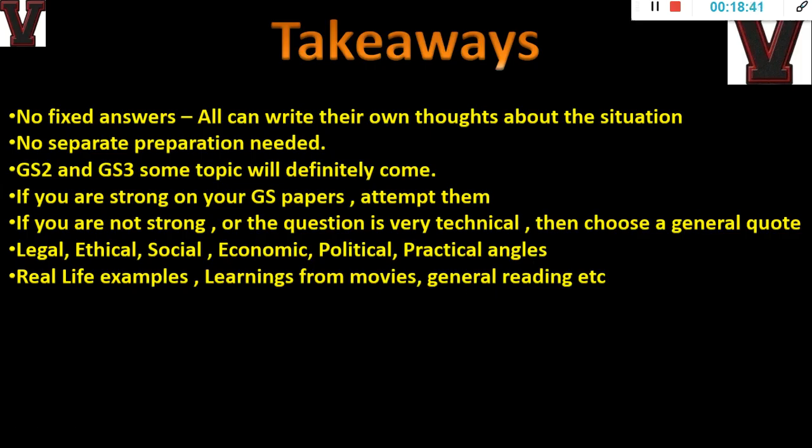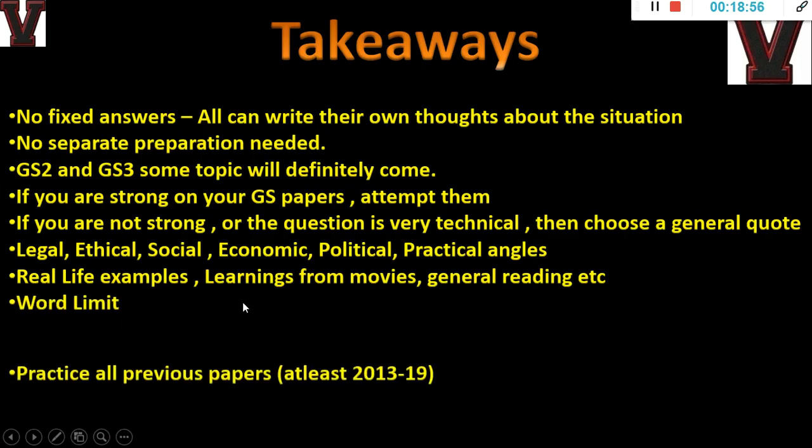There's nothing like UPSC has to be very professional and you cannot use something which is referred to in a movie. Like maybe it's a science and technology or space related question, movies like Interstellar or The Martian, or anything which is very popular, it's okay to use. References, word limit, try to stick to it.